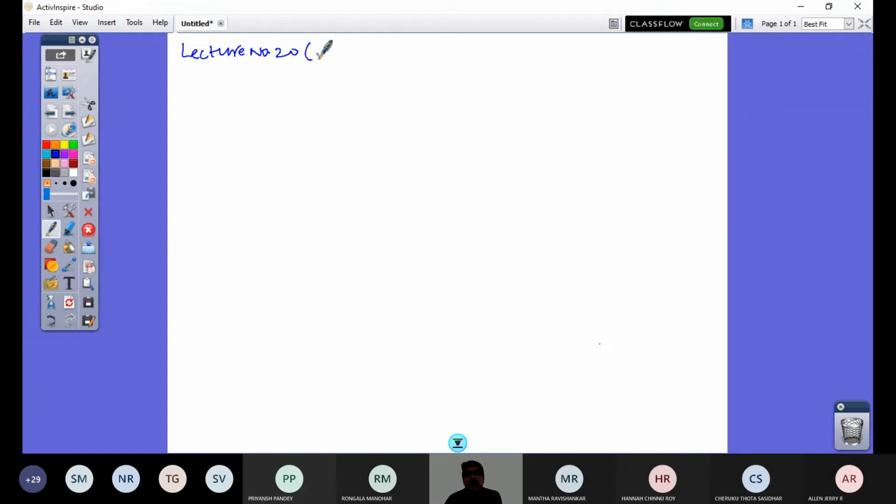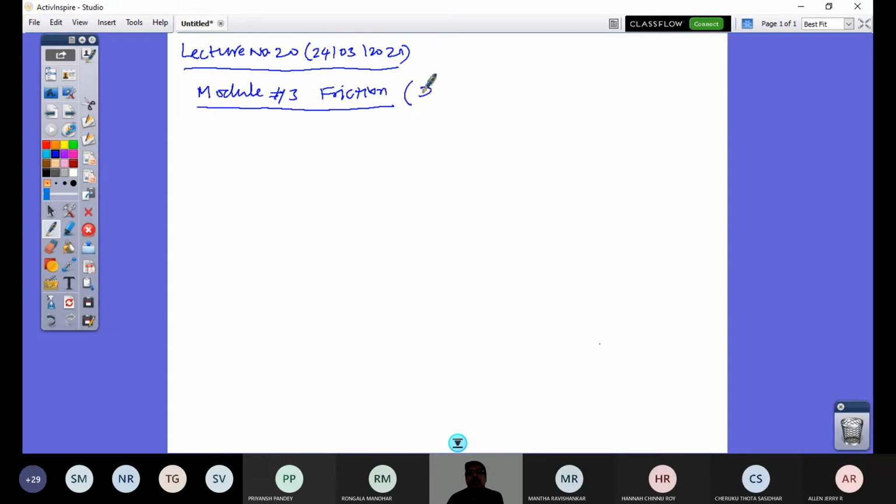And today's date is 24/3/2021. And we are going to start with a new module. Module 3, friction. And this friction is dry friction, otherwise called Coulomb friction, right?